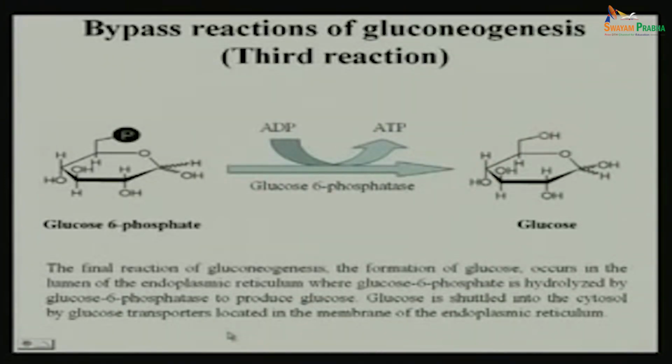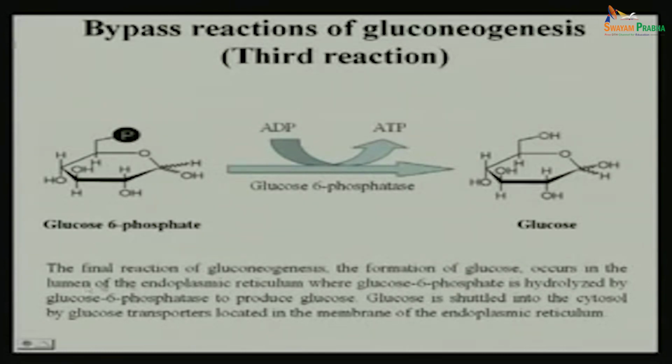In another bypass reaction, glucose 6-phosphate is once again dephosphorylated and converted back to glucose in the presence of the enzyme glucose 6-phosphatase. Here also the phosphate group is released.